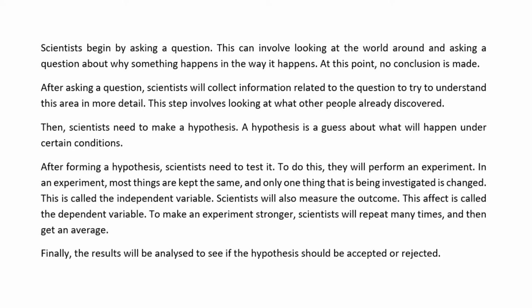This is called the independent variable. Scientists will also try to measure or to watch something. This effect that they're seeing is called the dependent variable. And to make an experiment stronger, scientists can repeat the experiment many times. And if you're getting numbers, if you're measuring something, then you can average for each time. Finally, the results will be analyzed to see if the hypothesis should be accepted or rejected.